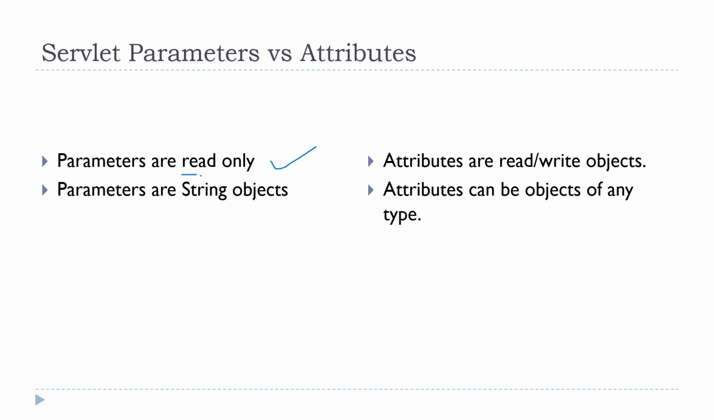These parameters are read only, and parameters are always string objects, whereas in the case of attributes we can read the objects, we can write the objects, and we can also remove them. So we can bind them and we can unbind them from a given scope. And objects can be of any type. As we said, it can be a student, a chair, an employee, or any Java predefined type.